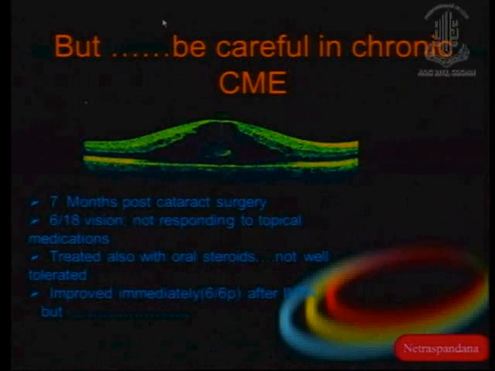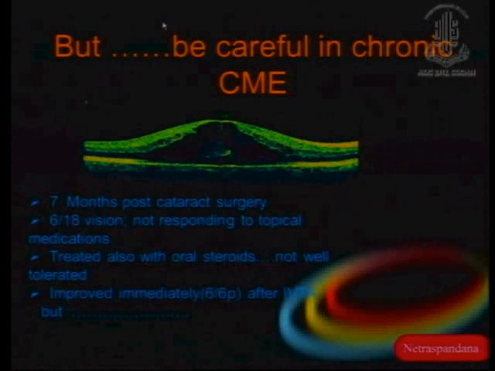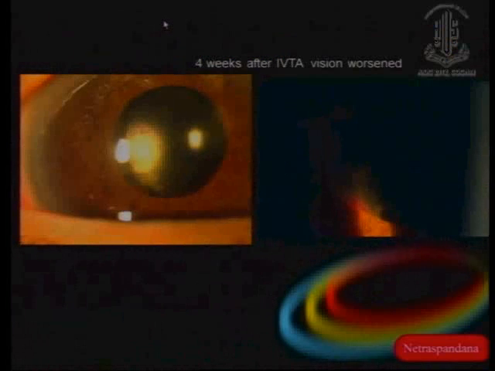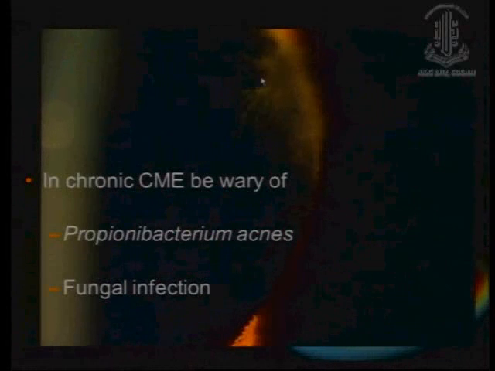This patient was 7 months post-cataract surgery, 6/18 vision with a multifocal IOL, not responding to topical medications. Oral steroids were started but not well tolerated. And we gave intravitreal IVTA, vision improved to 6/6, but 4 weeks later the vision dropped. And we looked carefully, the patient had a fluffy, filamentous material at the edge of the iris, like you can see here. This patient had developed a fungal infection.